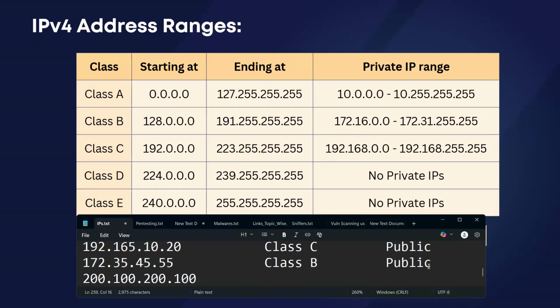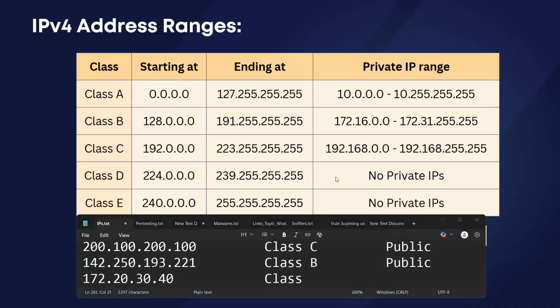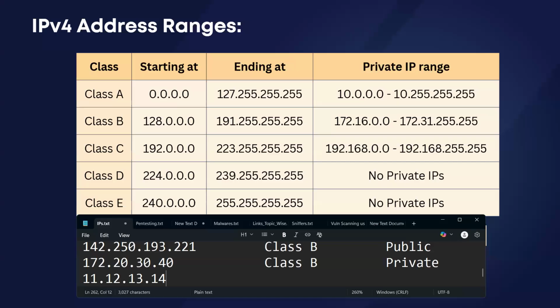Next one, 200, 100, 200, 100. It's class C and public. Public, correct answer. Next one, 142, 250, 193, 221. It's class B and public. Perfect. Next one. I hope the others are following along as well, guys. I hope you're understanding the reasoning for why they are public or private and which class they belong to. Class B and private. Class B and private. Next one.